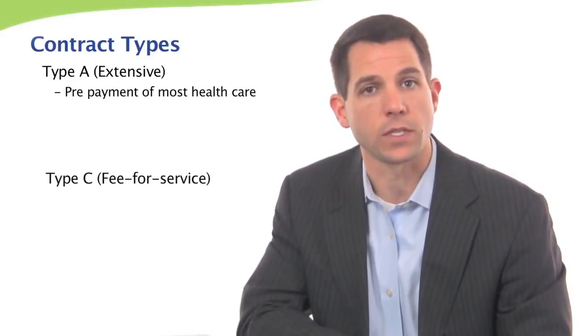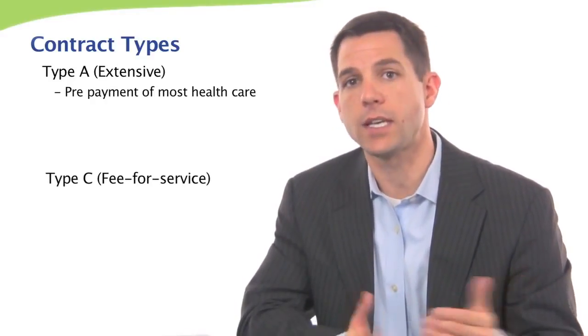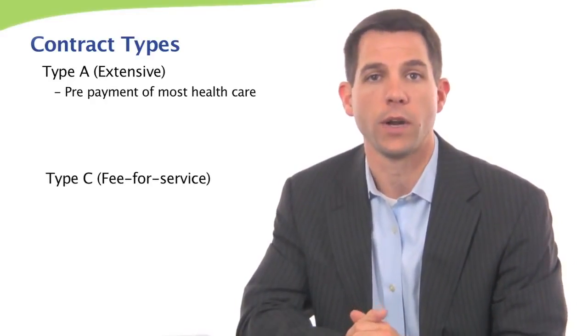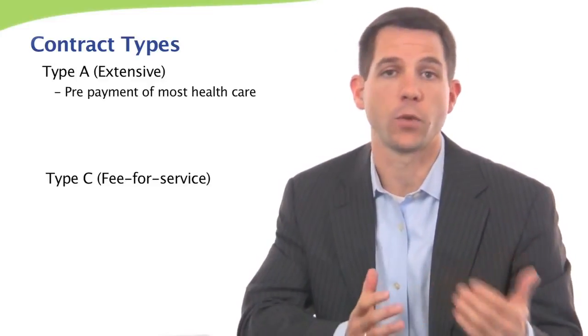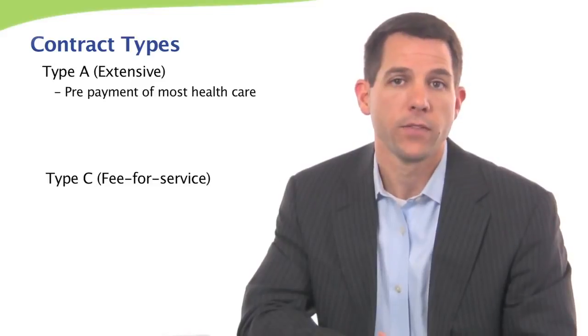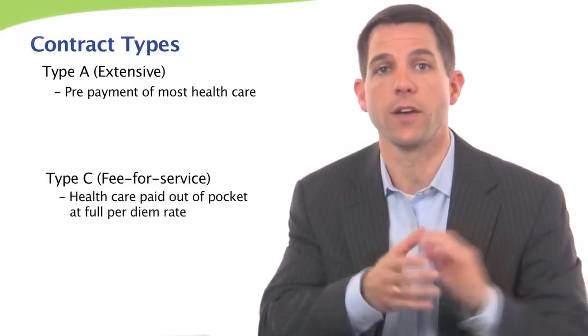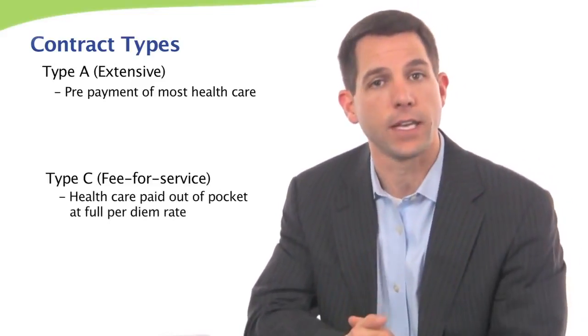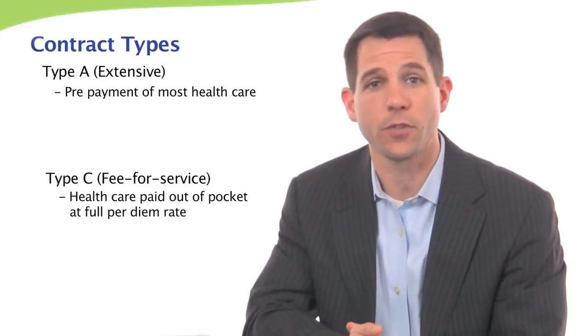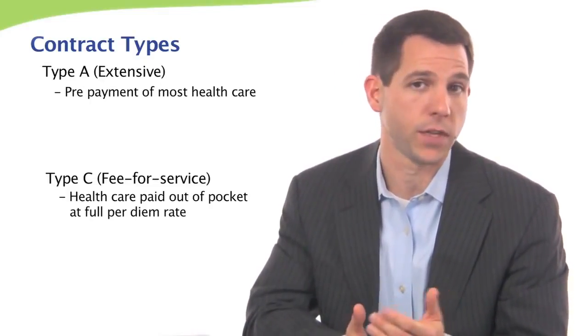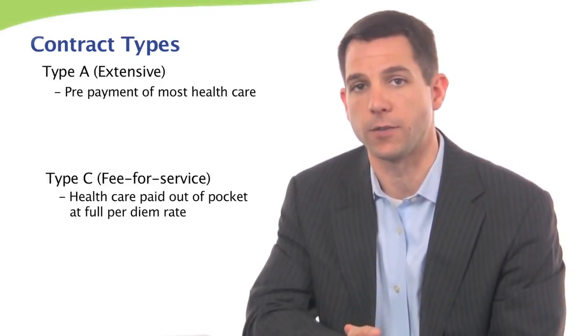Now, before I talk about Type B, let's jump down to Type C, often referred to as a fee-for-service contract. With a Type C contract, the entrance fee will be lower than Type A or Type B on a relative basis. However, if the resident should ever require care, then the full per diem cost of that care will be added to their monthly fee, thus the name fee-for-service. This could potentially add several $1,000s per month to the resident's fees, depending on the level of care.